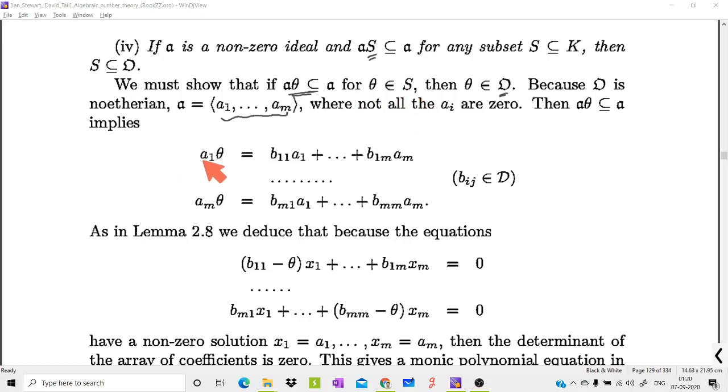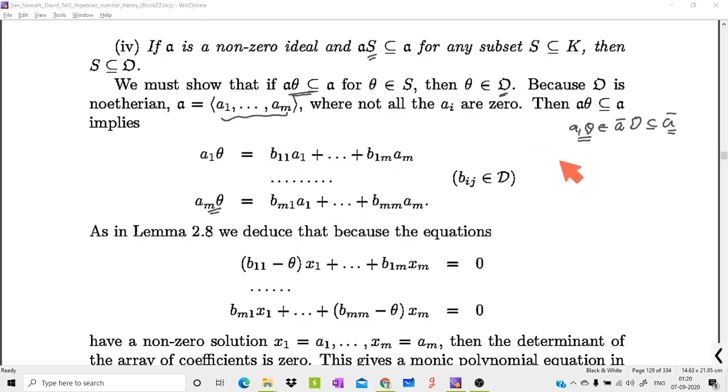So A1 theta is an element of this. So A1 theta is an element of A theta, and we have assumed that this is in A. Then we can say that A1 theta is a member of A. Then that can be expressed as a combination of A1, A2, etc., Am. Similarly, this Am theta can also be written in this form.